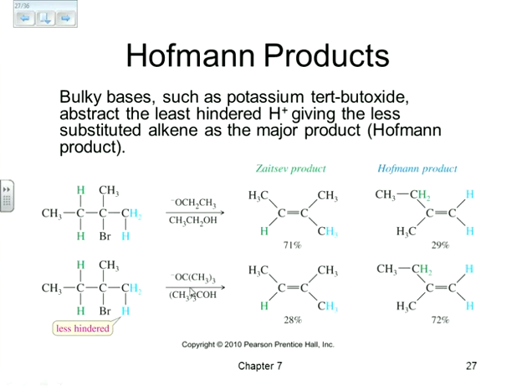I know it's just more information to remember, but it is very useful because it might be what you actually need to make. So it just depends. Do you need to make the Zaitsev product, which is the most stable? And I would say most of the time that's what you're trying to make. But if you do need to make the least stable double bond, that's where you have to put in your bulky base. Does that make sense? When to use each one? Okay.